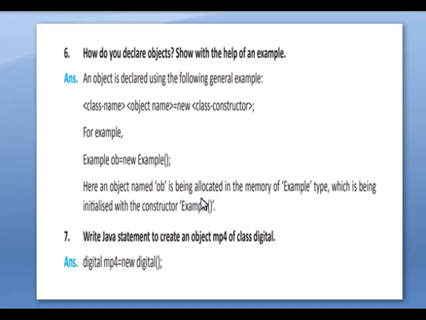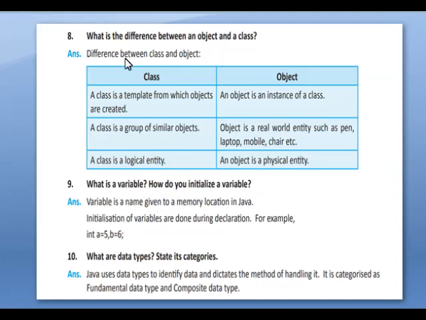Here an object named ob is being allocated in the memory of Example type, which is being initialized with the constructor Example(). Write the Java statement to create an object MB4 of class Digital. So how will you create the object? The class name is Digital, MB4 is the object name, new, and the class constructor is Digital().